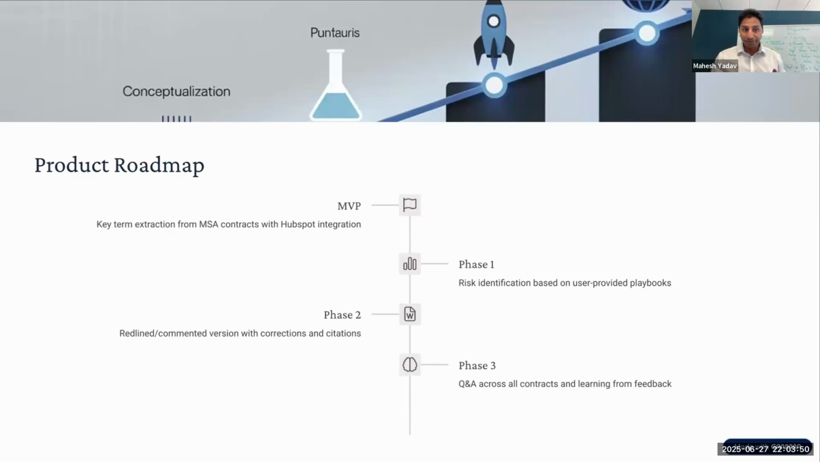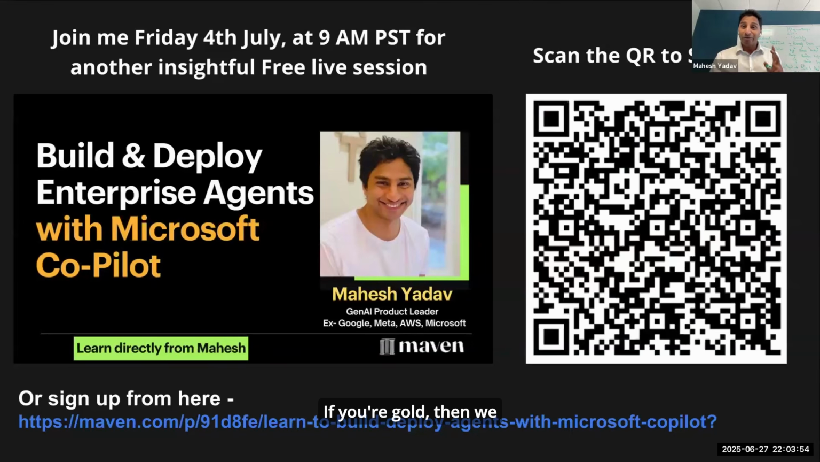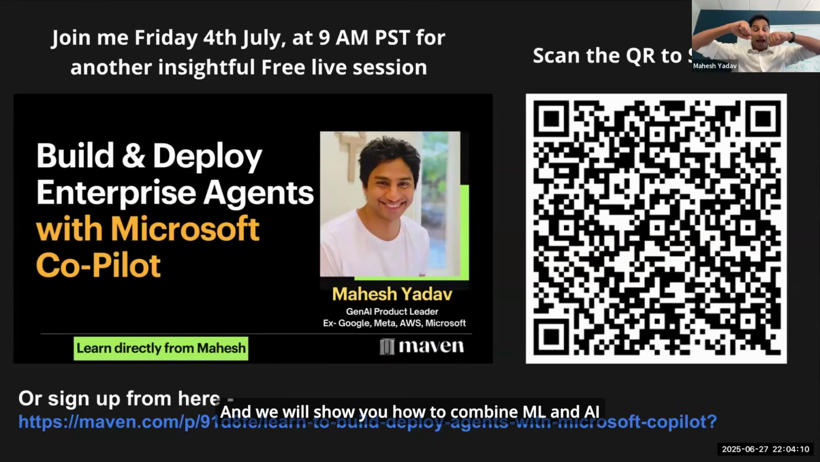Then you're gold. If you're gold, then we will take the same example and we will do this session again next Friday, where we will take this MVP and build it in 3 stages. We're using Microsoft Copilot and front end maybe in V0 or Lovable. And we will show you how to combine ML and AI backend with the front end.